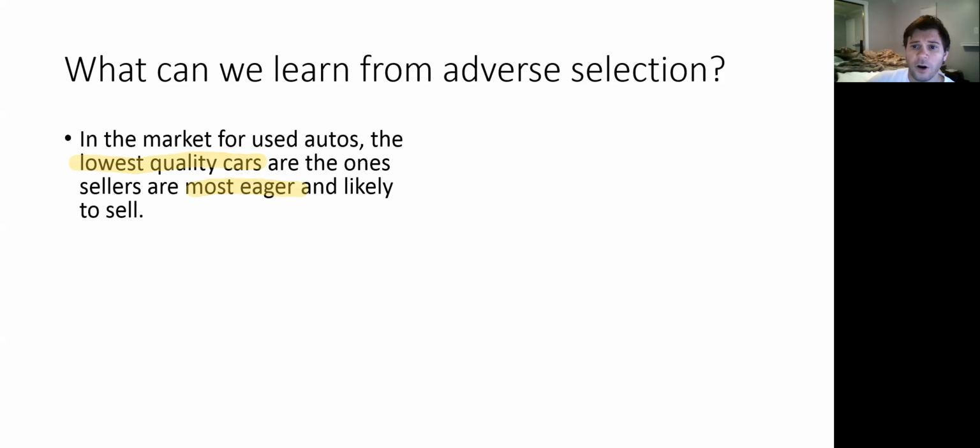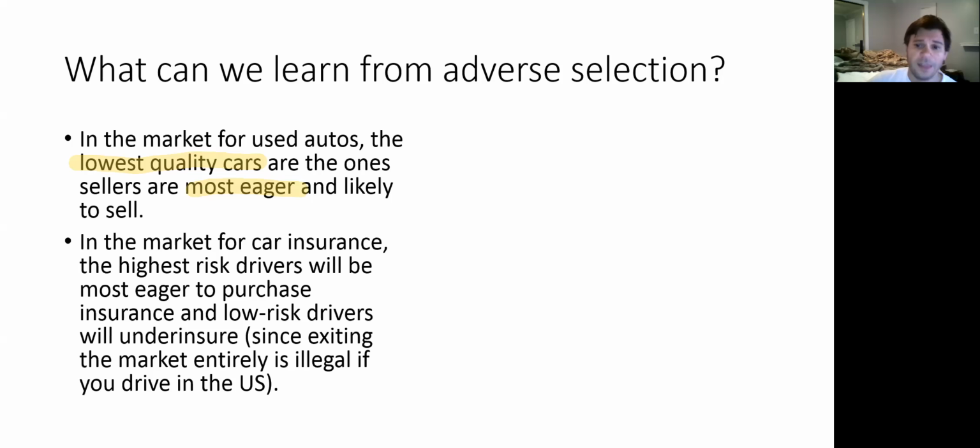In the market for car insurance, it tells us that those individuals who are most eager to purchase insurance coverage are probably the higher risk drivers. The highest risk drivers are going to be most eager to purchase insurance, and lower risk drivers, conversely, will underinsure, since exiting the market entirely is illegal if you drive in the US.